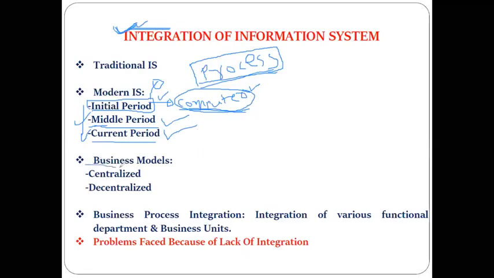Okay. Now after that we also discussed the business models, what exactly is the centralized business, what exactly is the decentralized business, and what is the importance of business process integration in the case of decentralized business. This point also yesterday we have discussed. Now my question is, what is the importance of business process integration in the case of decentralized business? All of you got the question? What I am asking is, what is the importance of integration of information systems, or business process integration, for the decentralized business model?